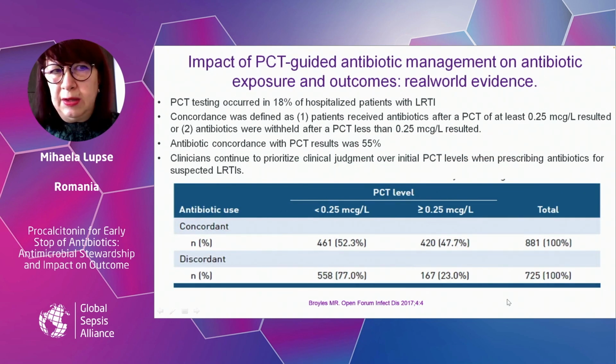What happened in the real world? There is a retrospective cohort study published by Michael Broyles, which shows that, for example, for lower respiratory tract infection, PCT testing occurred in 18% of hospitalized patients. And if we discuss concordance, meaning initiating or withdrawing antibiotics according to a PCT value of 0.25, we observe that antibiotic concordance appeared in only 55% of cases. Clinicians continue to prioritize clinical judgment over initial PCT levels when prescribing antibiotics for patients with suspected lower respiratory tract infection.